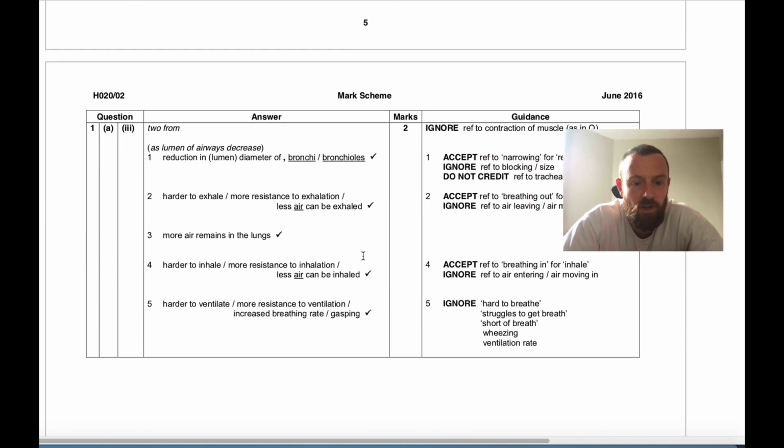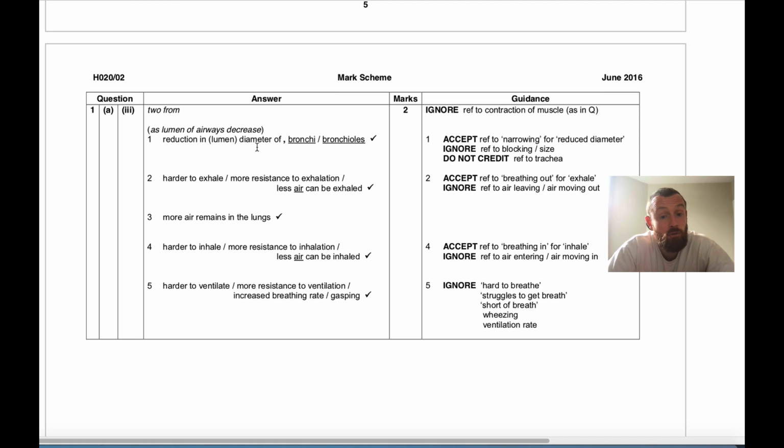Here it is. So there is a reduction in the lumen diameter of the bronchi or bronchioles. And you've got to talk about those, either one of those words. Because of this slash here, that means you could use either the word bronchi or bronchioles, but you must use one of those two. They are underlined terms, which means that they are essential for the mark.